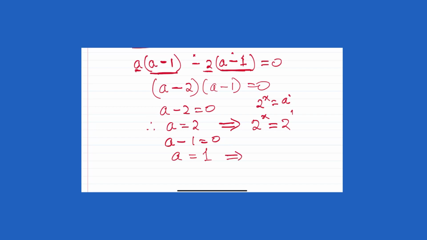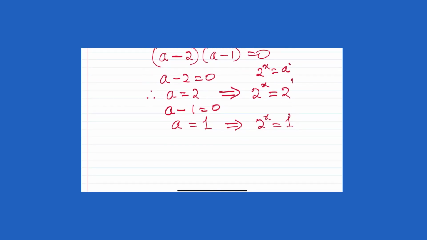And here, we are going to have 2 to the power of x equals 1. How do we solve this? So let's bring them here. 2 to the power of x equals 2 to the power of 1. If we divide, x will be equal to 1. So we have x equals 1.